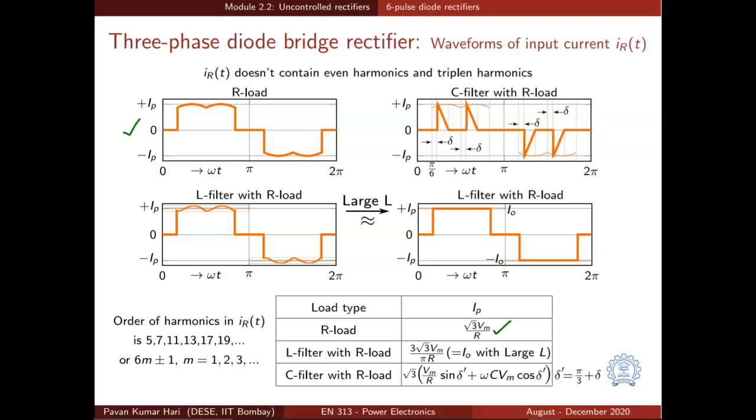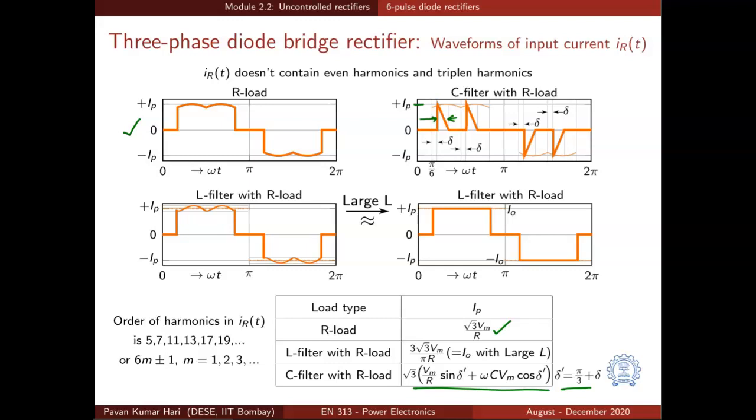When you bring in a C filter, we will be drawing currents from source for very short intervals, and in those short intervals there will be a peak current I peak, and the value of I peak can be calculated as this root 3 times Vm by R sine delta dash plus omega c Vm cos delta dash, where delta dash is pi by 3 plus delta. This expression can be derived in a similar manner that is followed for half wave rectifier and full wave rectifiers, single phase half wave rectifier and single phase full wave rectifiers.